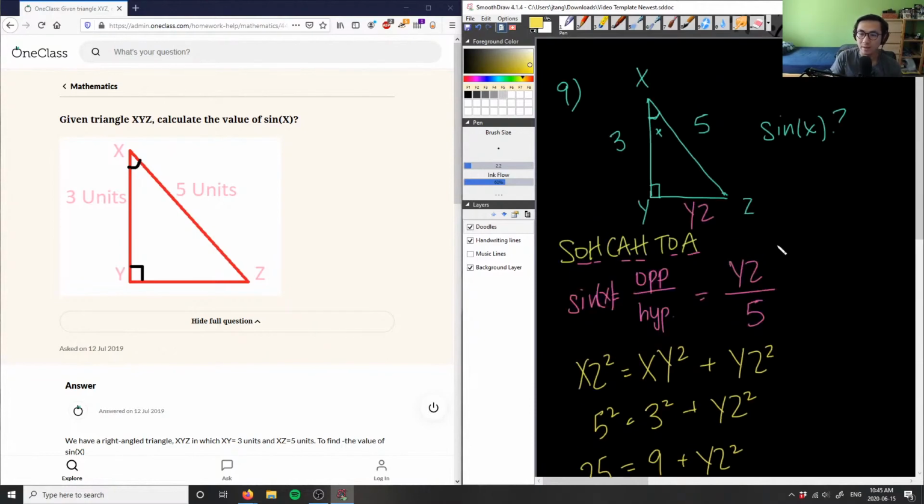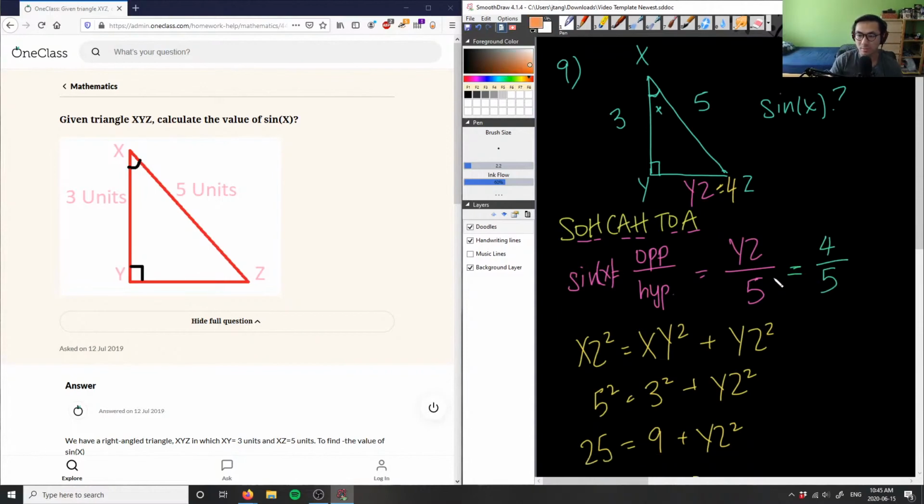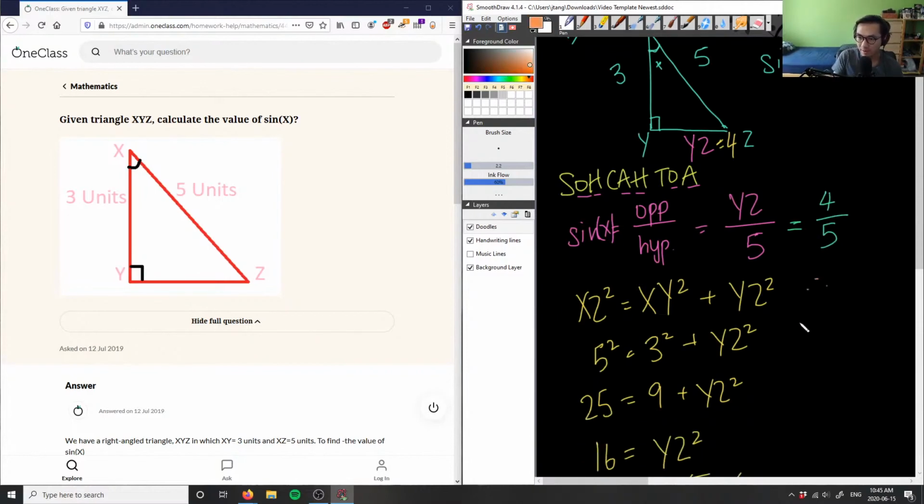So YZ then is equal to 4, which means I can solve for sine x, right? So the ratio of sine x is opposite over hypotenuse, which is YZ over the hypotenuse, which is 5. And we know that YZ is equal to 4. So we can say that sine x is going to equal 4 over 5. And this is our solution. So therefore, sine x is going to equal 4 over 5. And this is our solution for this problem.